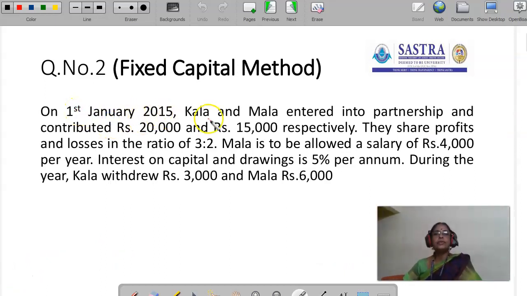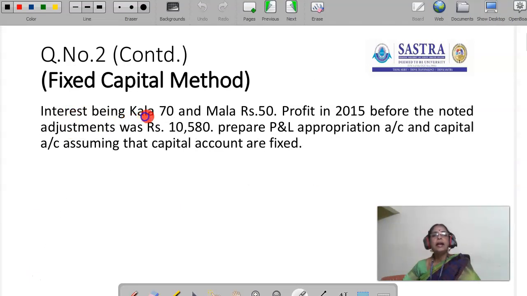On January 1st, 2015, Kala and Mala entered into partnership and contributed rupees 20,000 and 15,000 respectively. They share profit and losses in the ratio of 3:2. Mala is to be allowed a salary of 4,000 per year. Interest on capital and drawing is 5% per annum. During the year, Kala withdrew rupees 3,000 and Mala rupees 6,000. Interest on drawing being Kala 70, Mala rupees 50. Profit in 2015 before the noted adjustment was rupees 10,580. Prepare P&L appropriation account and capital account assuming that the capital accounts are fixed.